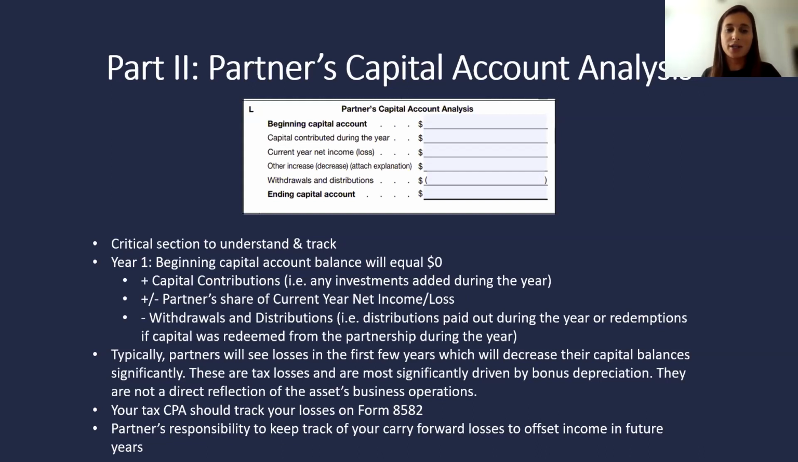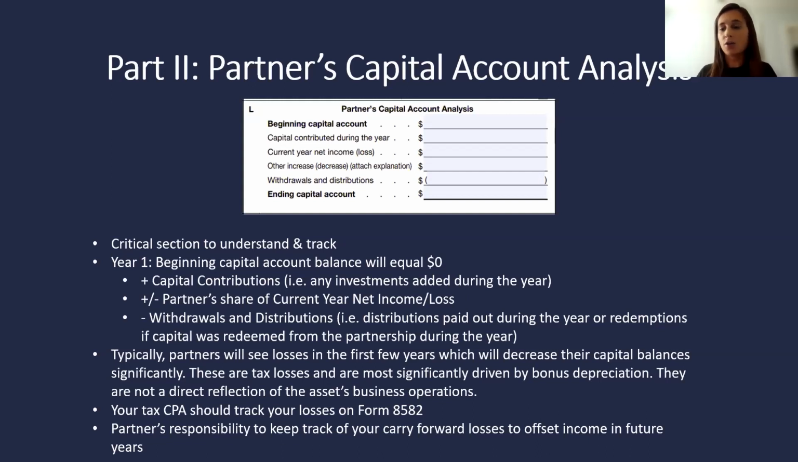So why is this important? You need to be tracking your losses, and your tax CPA should be tracking all of your losses on Form 8582. It's important because you need to keep a good record of these losses. For example, say you switch CPAs in the middle of the year and you had just entered 5 new deals and you had all of these losses, but your CPA didn't track it on Form 8582.